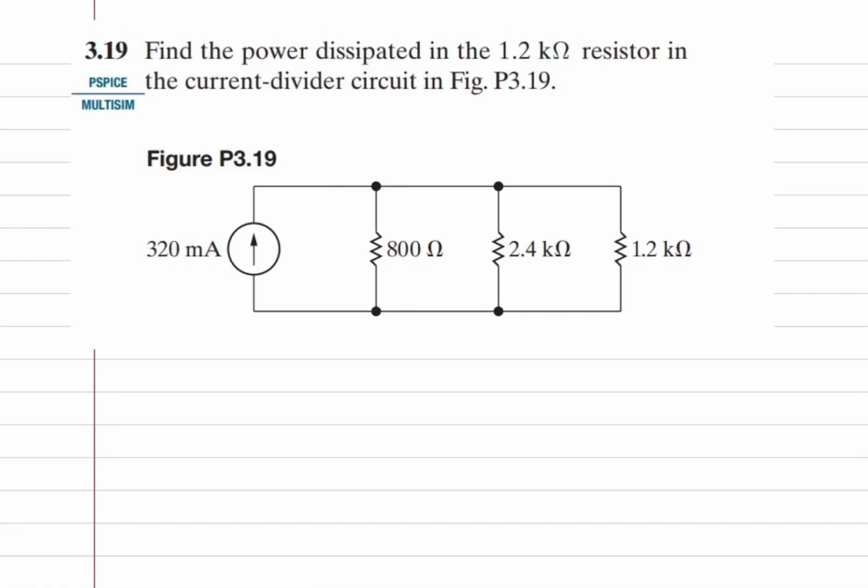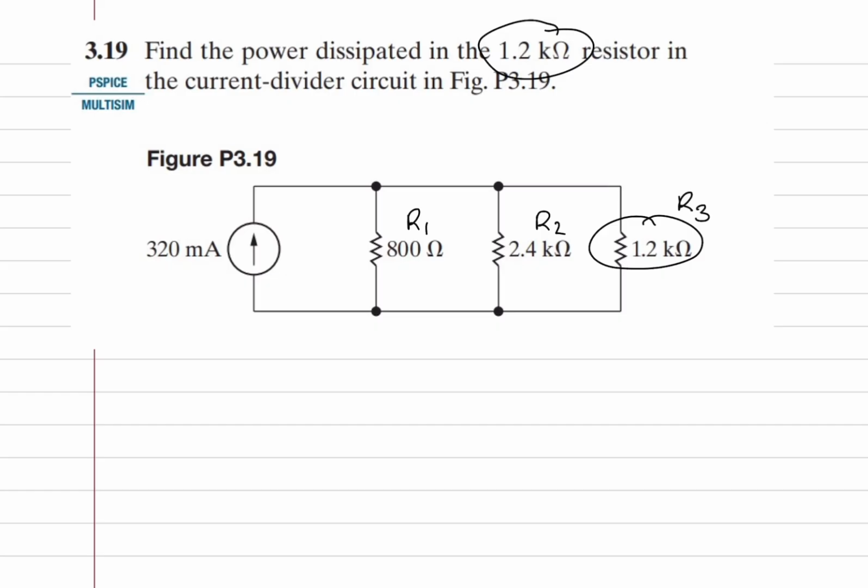Hello guys, today we're going to solve a problem using the current divider method. The current divider method can only be used if all the resistors shown in the problem are parallel to each other. We're asked to find the power dissipated over the 1.2 kilo ohms resistor, the resistor right here. Let's label our resistors R1, R2, R3.